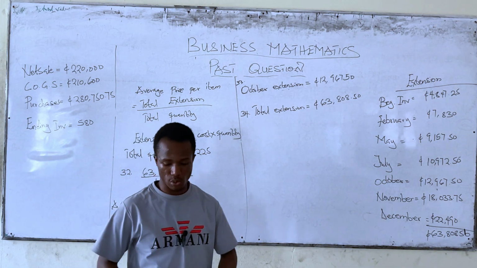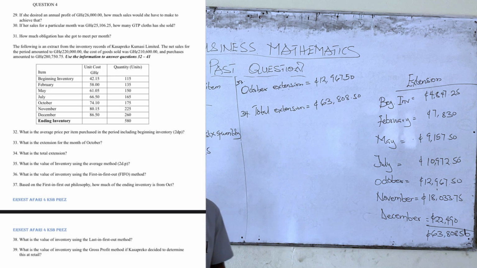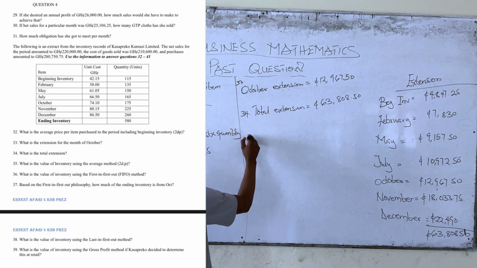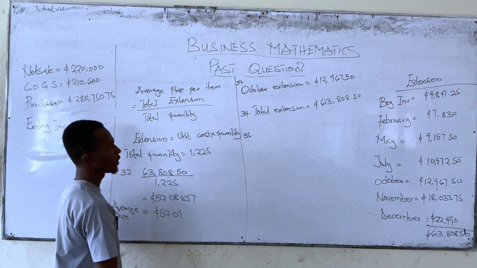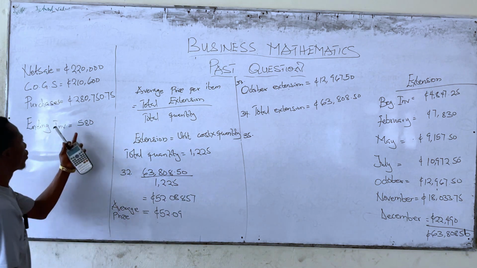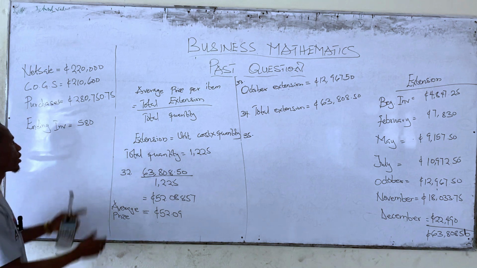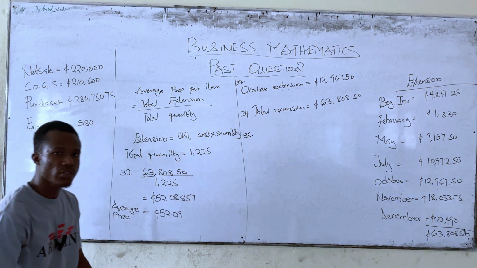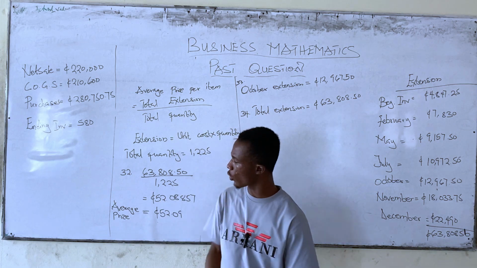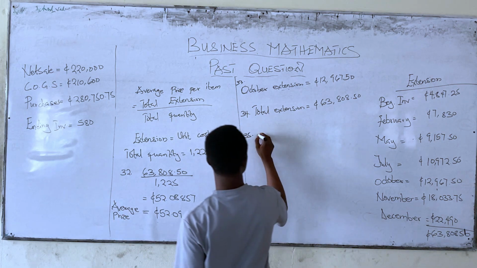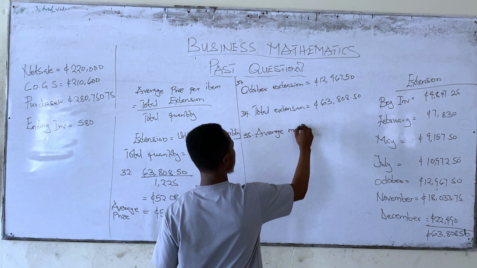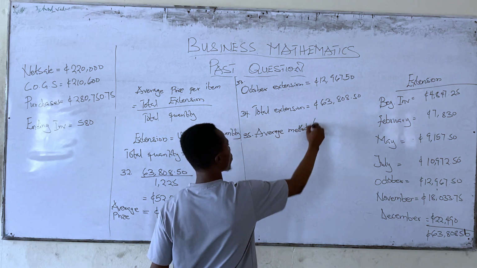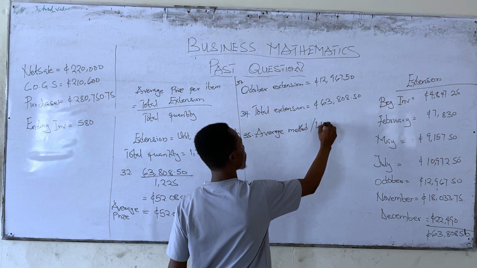Now we move on to the next question. What is the value of inventory using the average method? That is question number 35. For the average method, you have the average price, and since you have the average price, you check the ending inventory. The number of items left in the warehouse is 580. If you want to calculate the value of those items using the average method, it is the average, or sometimes you can also see weighted, method.